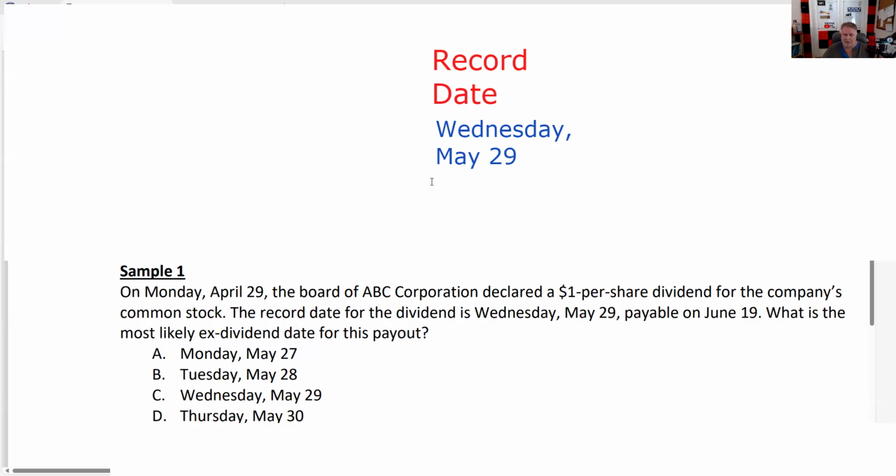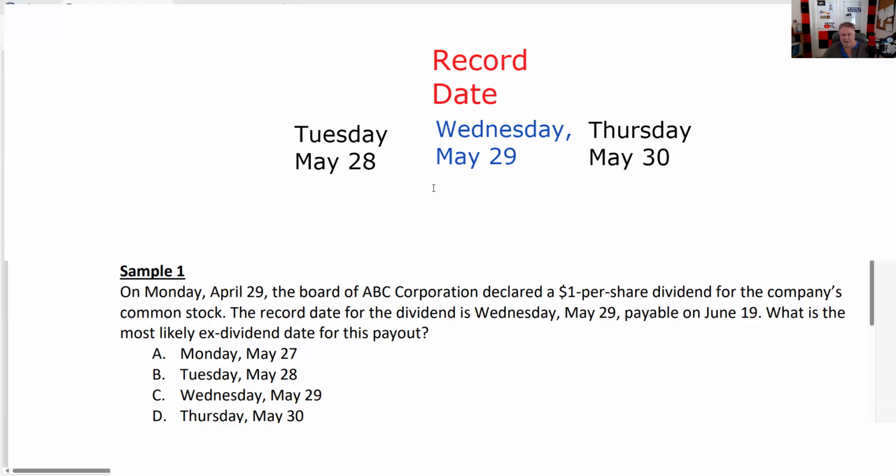Now, when is the ex date is a different question. If I buy the stock on May 28th, T+1, I would get the dividend because I'd be a shareholder of record on Wednesday, May 29th. So Tuesday, be careful what you're being asked, is the last date on which I can buy the stock and still receive the dividend. If I buy the stock on Wednesday, T+1, I'm not going to be a shareholder of record on Wednesday. I'm going to be a shareholder of record on Thursday. So Wednesday is the first date the stock no longer trades with a dividend attached.